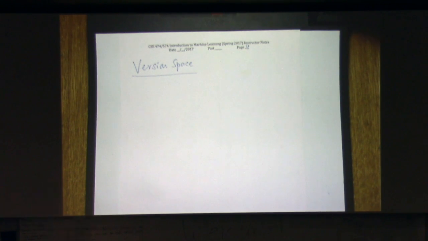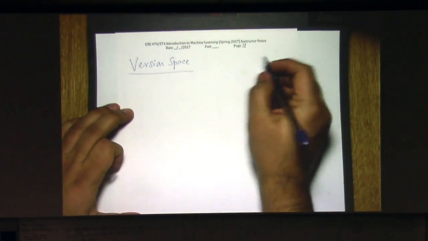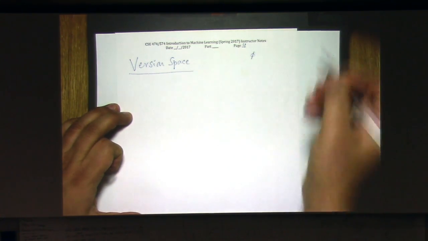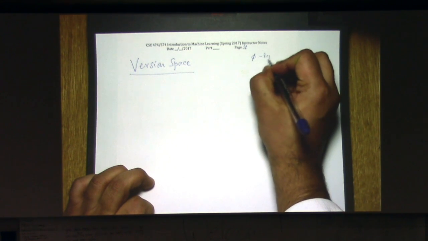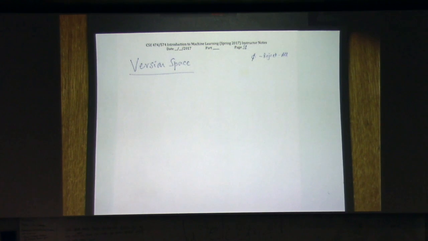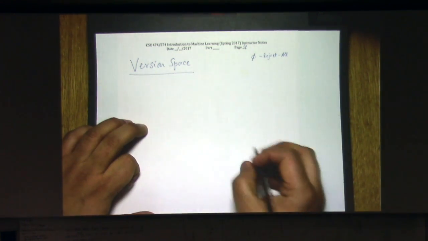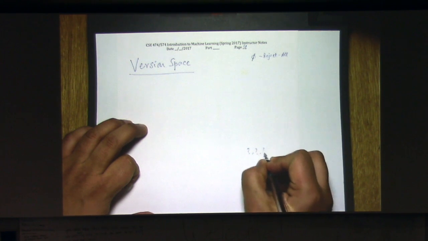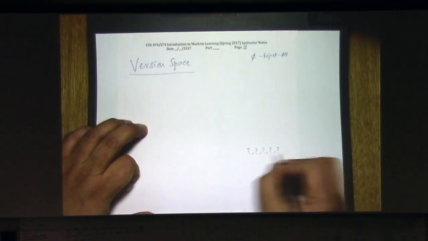If you remember our discussion last week, we looked at one hypothesis which looked like this, phi, which was the reject all. We called it reject all because it calls everything as not part of the concept, everything as a benign tumor. And then on one end, you had an accept everything hypothesis.